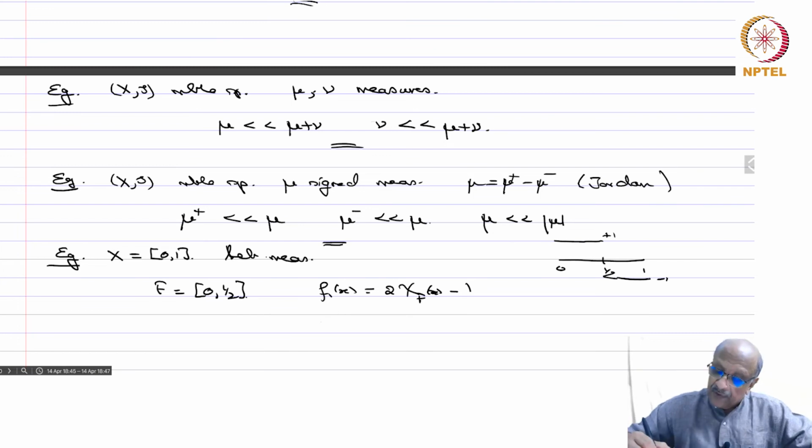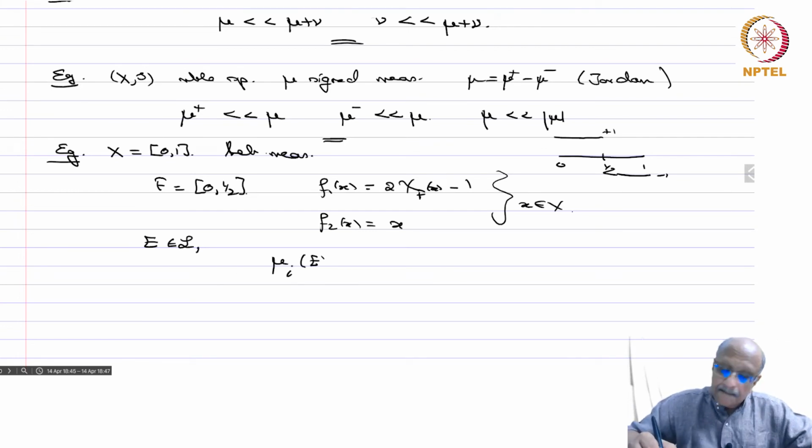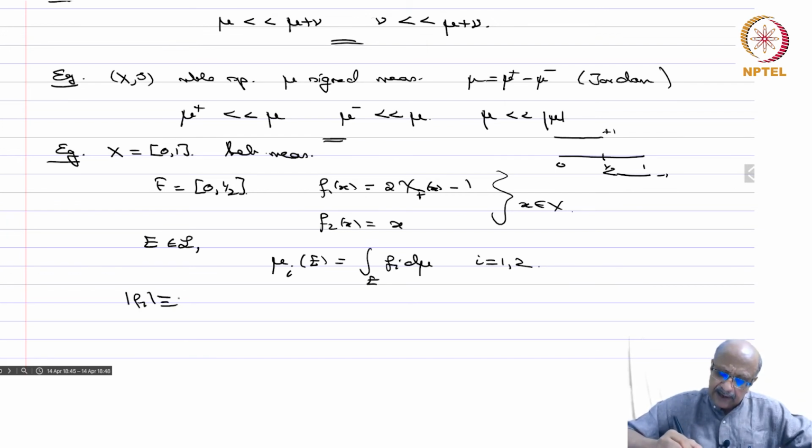And you have f2 of x equal to x, so this is x in x. So if E is a Lebesgue measurable set, then you define mu i of E equals integral over E of fi d mu, i equals 1 to 2. Now mod f1 is identically equal to 1, so this means mod mu1 is the same as the Lebesgue measure m1.